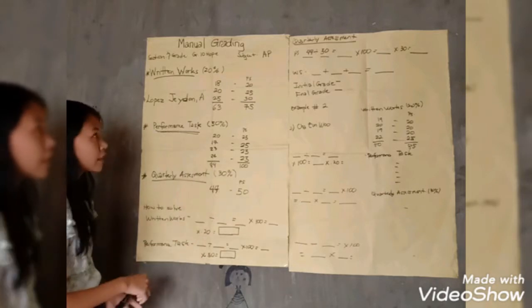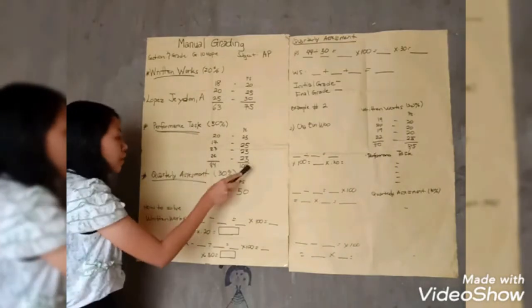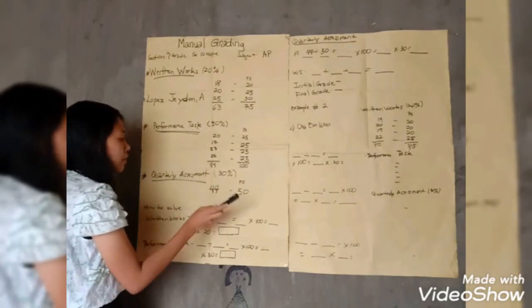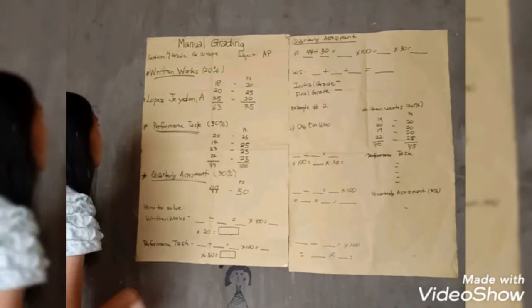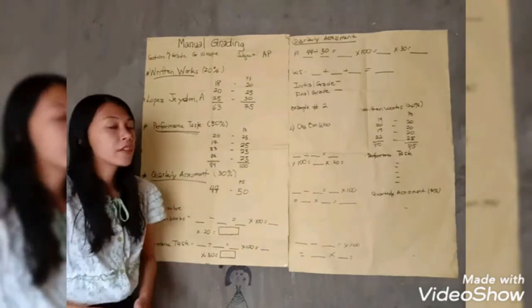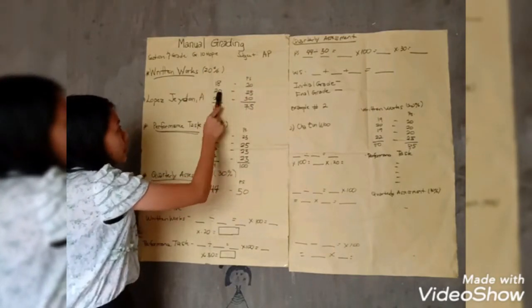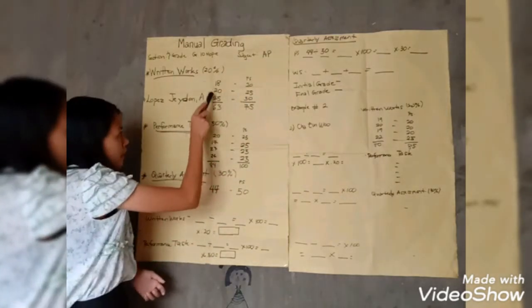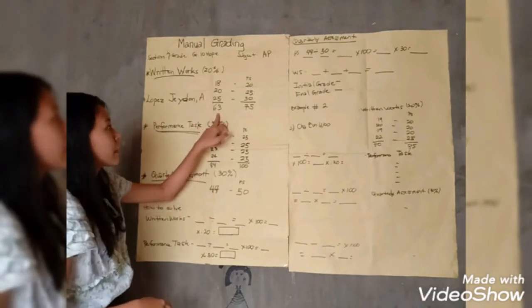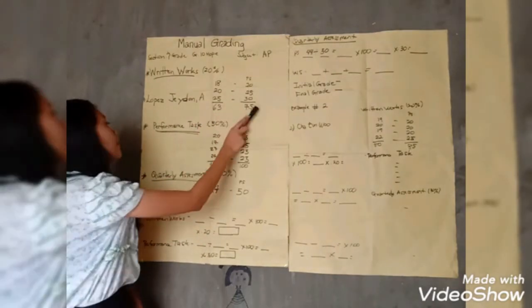So in written works, the highest possible score is 75. For the performance test, 100. And for the quarterly assessment, 50. So we have here student number 1, Mr. Lopez Radon A. In the first written works, he got 18 out of 20, 20 out of 25, and 25 out of 30. So 18 plus 20 plus 25 equals 63. So he got 63 out of 75.